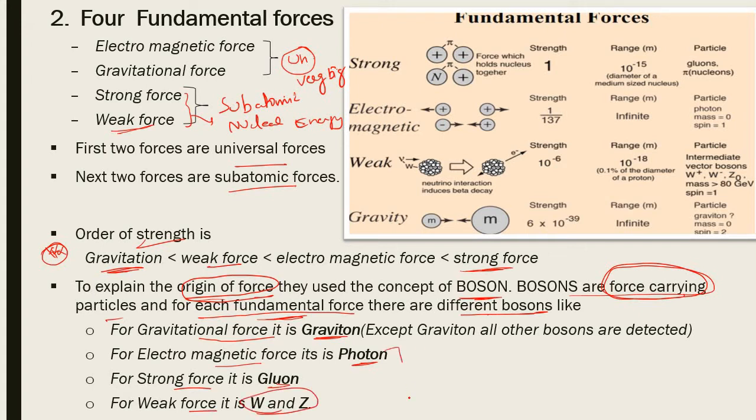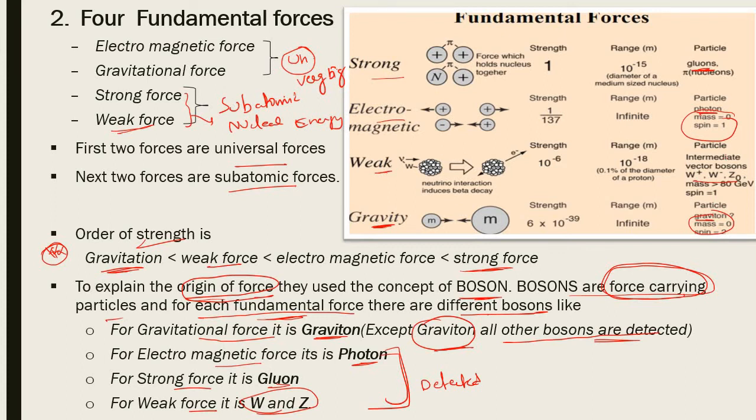All these bosons are detected except graviton. Graviton has not yet been detected till now. So here, strong force's associated boson is gluon, electromagnetic force it is photon, weak force it is W and Z, and for gravity it is graviton. And if you see here, mass, spin, they wrote like this for everything. So what do these things mean?